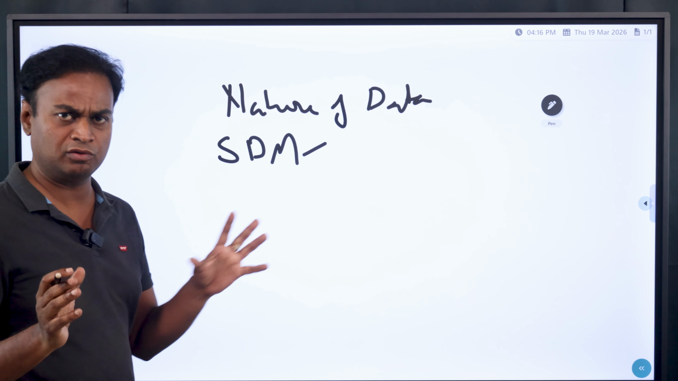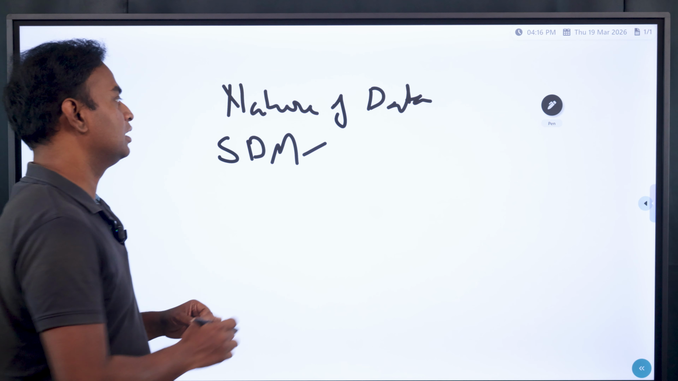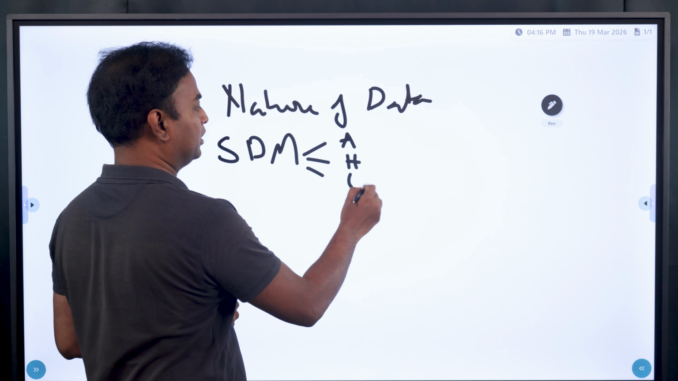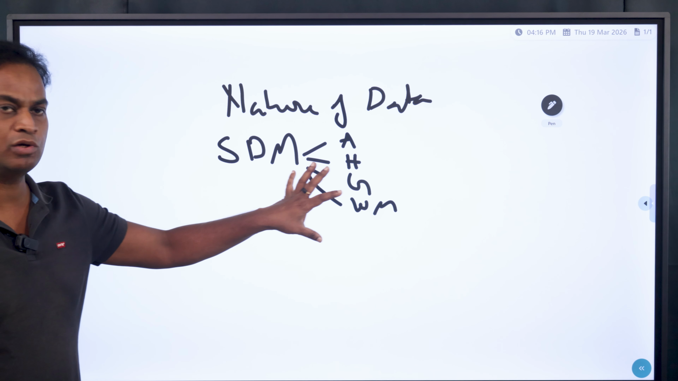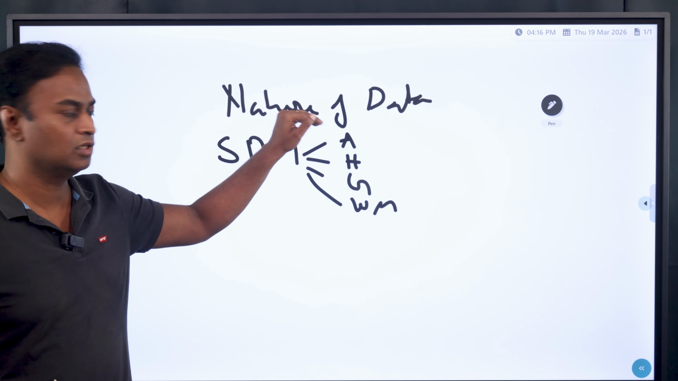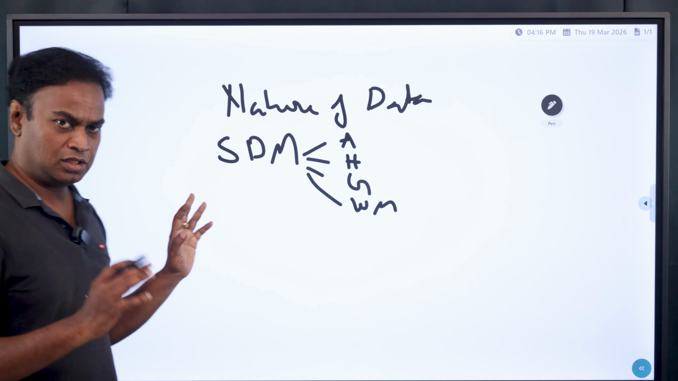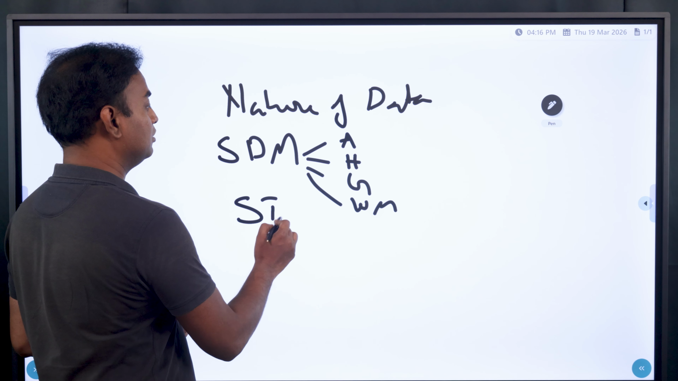For example, a simple one is mean. What type of mean you have to use, whether it is arithmetic mean, harmonic mean, geometric mean or weighted mean, for this type of data when the nature is like this. Next, the same thing applies to the statistical inferential method.